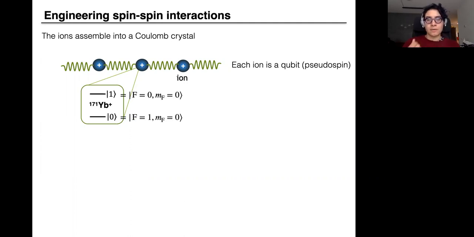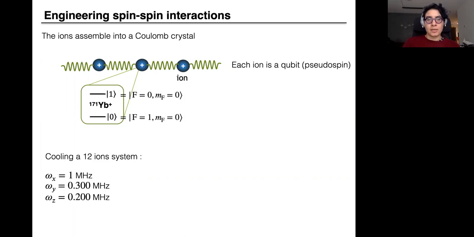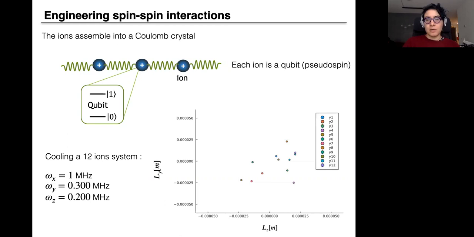You always have ions where you can select 2 of its levels to use as qubits. And here you can see, for example, a simulation where you have 12 of these ions and they form a 2-dimensional crystal due to the trapping parameters that you have set, where you have very strong trapping in 1 direction, but less strong trapping in the Y and Z direction. And because of this, you form this 2-dimensional crystal.